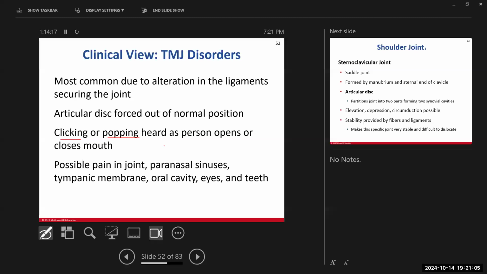If you're grinding your teeth, has anyone ever heard of bruxism? That's grinding of teeth. If you're a teeth grinder at night, who knows, maybe you live a stressful life, and if you're grinding your teeth, it can cause this type of issue, because it can cause that articular disc to move out of its normal position, just from all that tension on the joint.